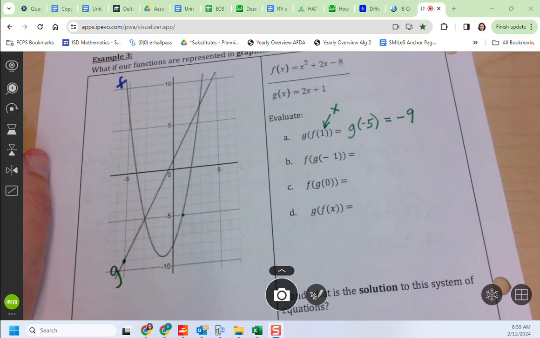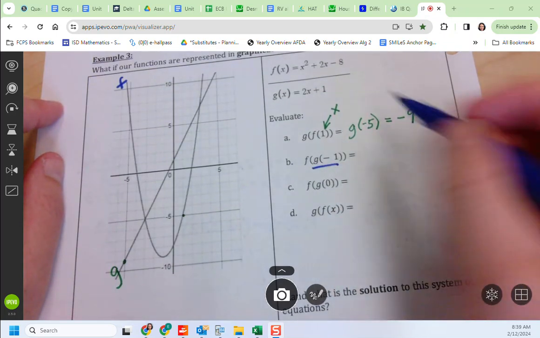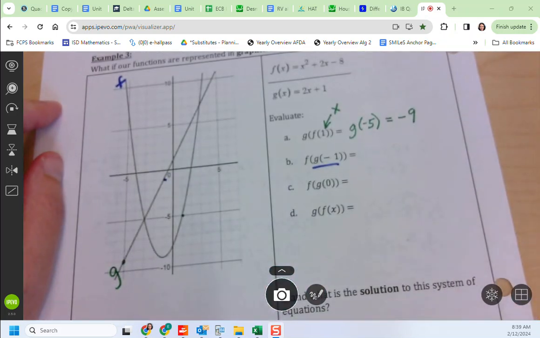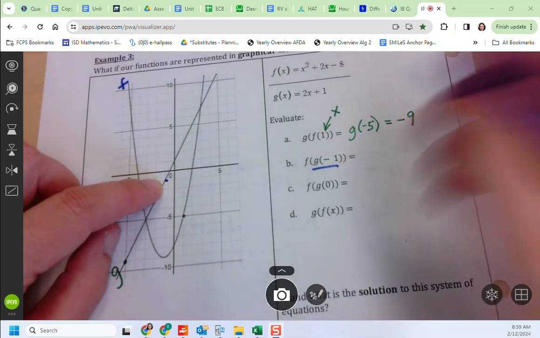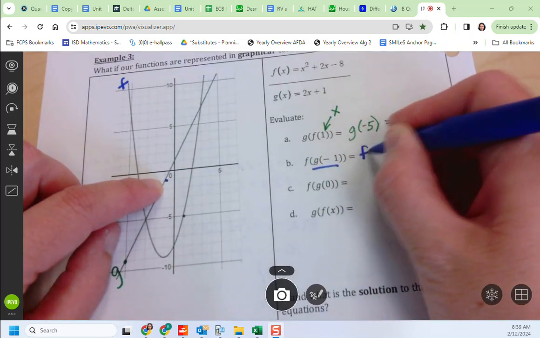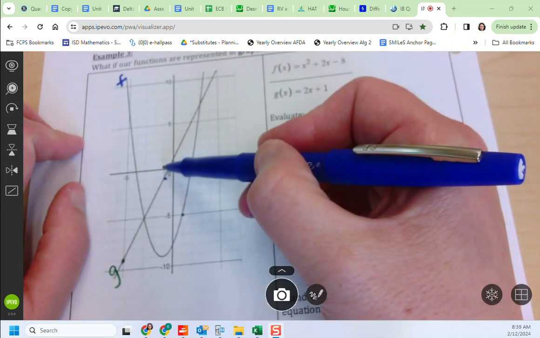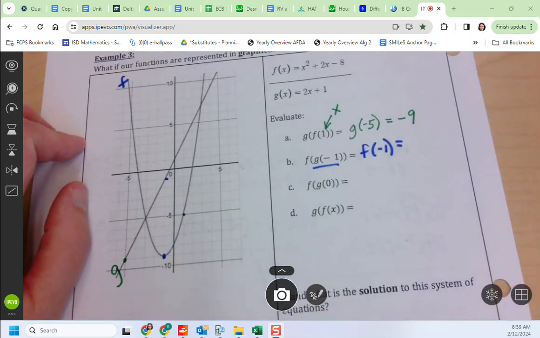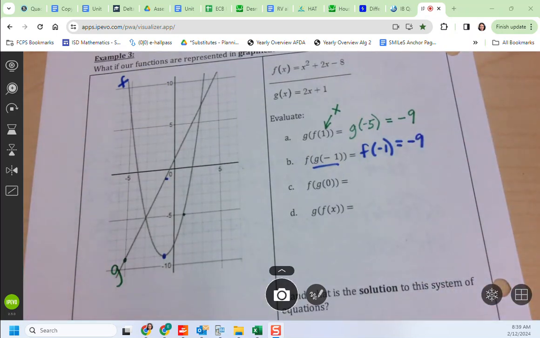I'm going to do B with you, and then I'm going to have you guys do C. All right, in B, I do f of g of negative 1. So start with g of negative 1. I go to negative 1, and then I go to g. And it looks like when I put in negative 1, I also get out negative 1. My y value there is negative 1. So now this part gave me negative 1. I do f of negative 1. So I go to negative 1, and then I have to go to function f, which is all the way down here. And I think that's negative 9. So I got negative 9 for both problems. And now you guys are going to do C.